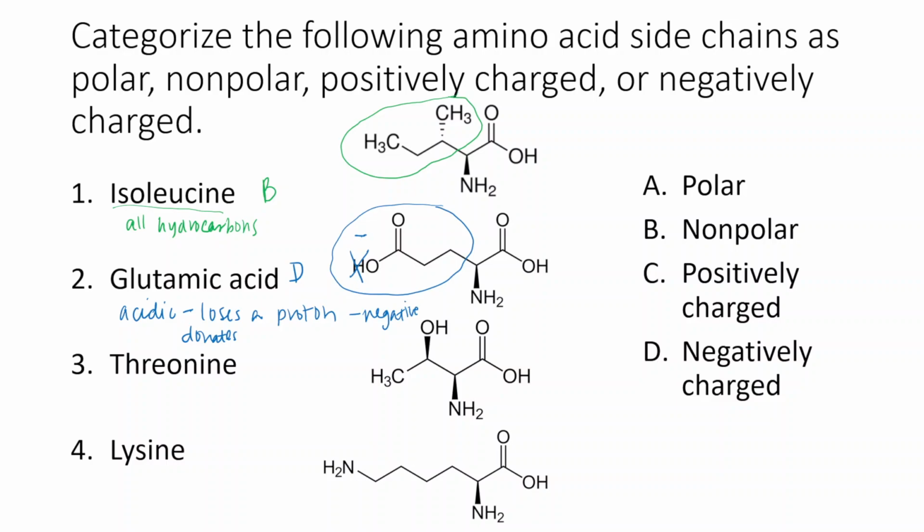So it's negative. So next we have threonine. So threonine, here is our side chain. Sorry. So then for glutamic acid, why wouldn't you say it's polar then?